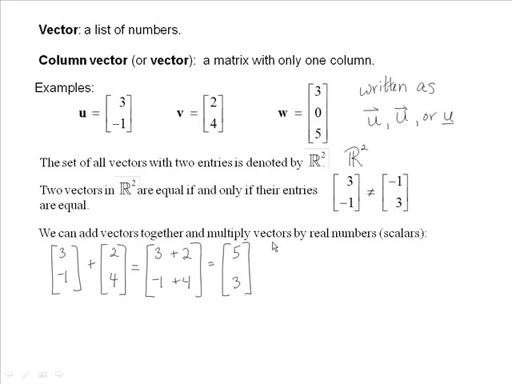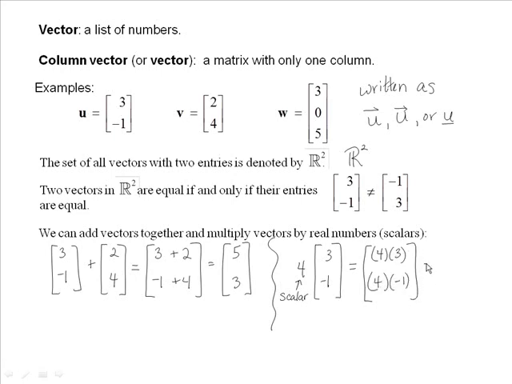Or we can multiply by scalars. As we see here, 4 is our scalar, and we're multiplying it by the vector 3, -1. So what we do is we multiply each entry by 4, so we'll have 4 times 3, and we'll have 4 times -1, and that'll produce the vector 12, -4. At this time, we're not going to multiply 2 vectors together. We'll look at that a little bit later.